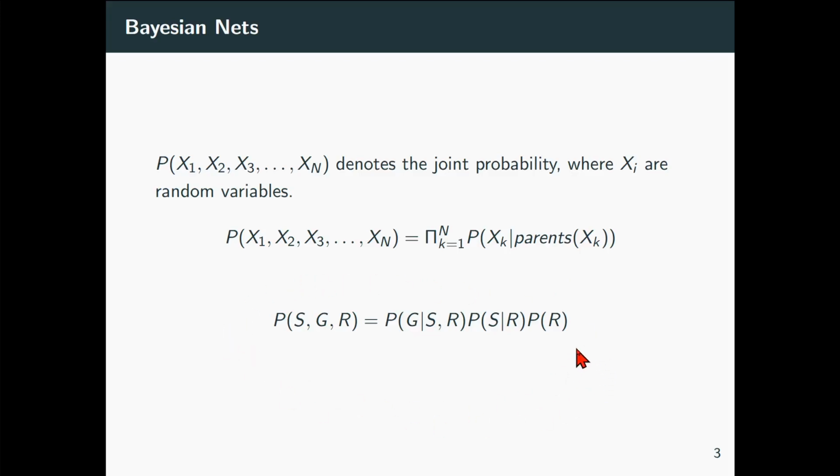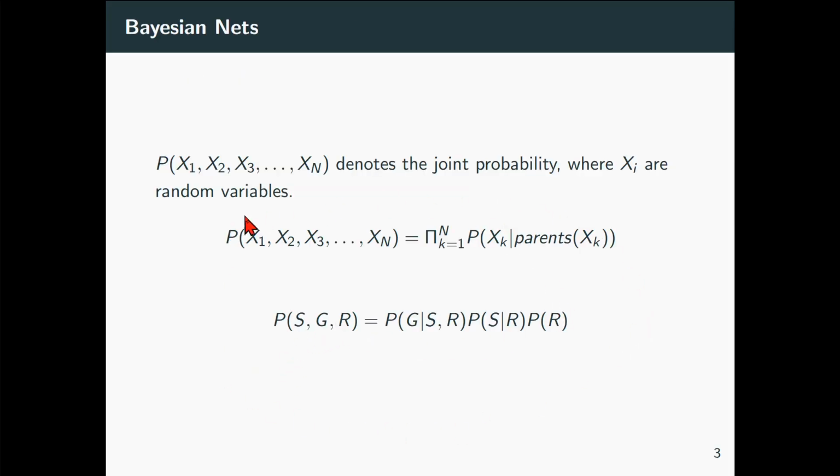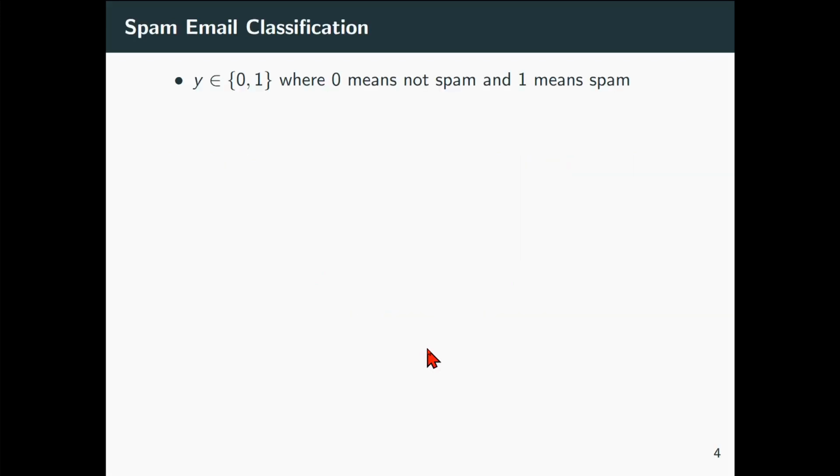The reason why we studied this factorization is that it will be used even when we're talking about naive Bayes. So naive Bayes is very often motivated with the example of spam email classification, and that's how we'll also do it. Let's say we have two types of emails, either spam or non-spam, and we denote 0 for not spam and 1 for spam.